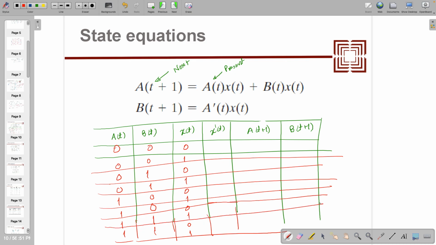Whatever it is, don't worry. So here this is 1 0 1 0 1 0 1 0 1 0. So let's look at the first one. What will the a(t+1) be for the first row? Looking into this equation, 0, and what about b(t+1)? 0, okay. What about this one? Okay. So feed such values.